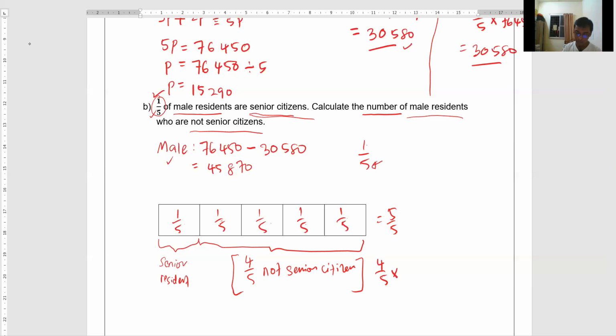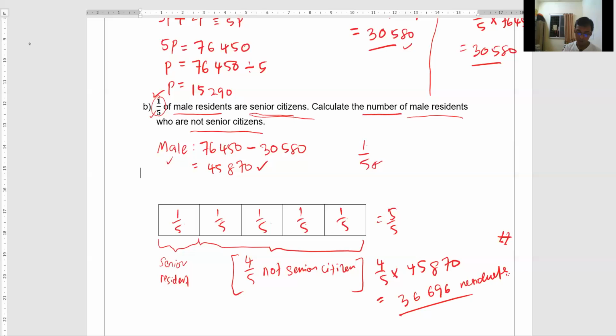Okay, so what are you going to do? 4/5 times the total male citizens, or male residents here. So we must multiply 4/5 by 45,870. Once you solve this, you will get 36,696 residents. Okay, this should be our answer.